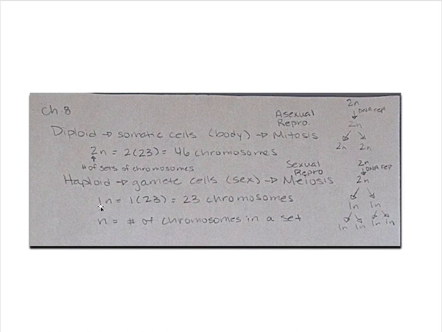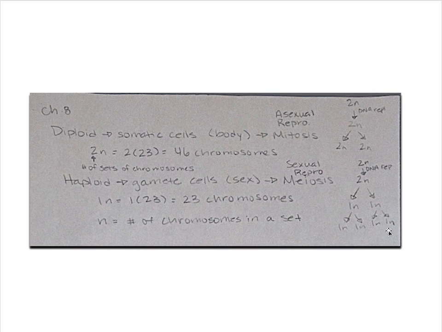So that means that we only have one set of chromosomes, and for us, each set has 23 chromosomes in it. So what do we do with these numbers? We multiply the 1 times 23, which just equals 23 chromosomes. So a sperm that has 23 chromosomes fertilizes an egg that has 23 chromosomes to make a zygote that has 46 chromosomes. We restore that diploid number, that 2N number, after fertilization.